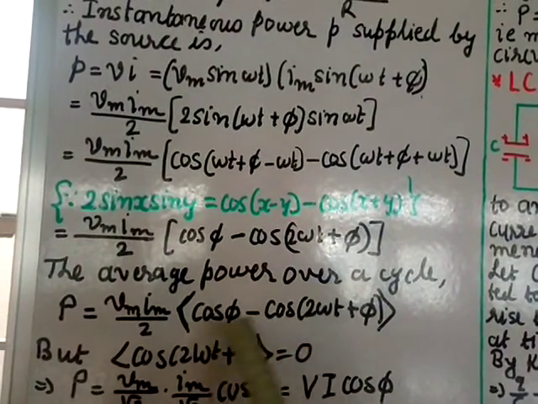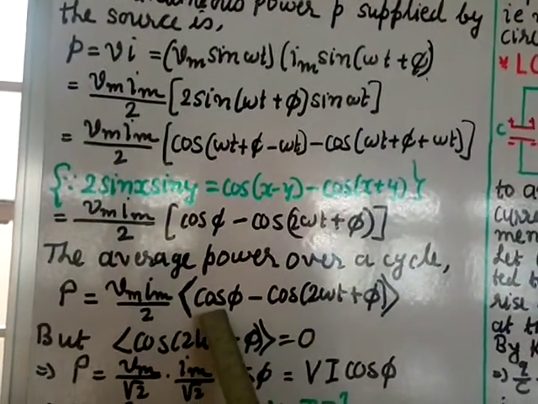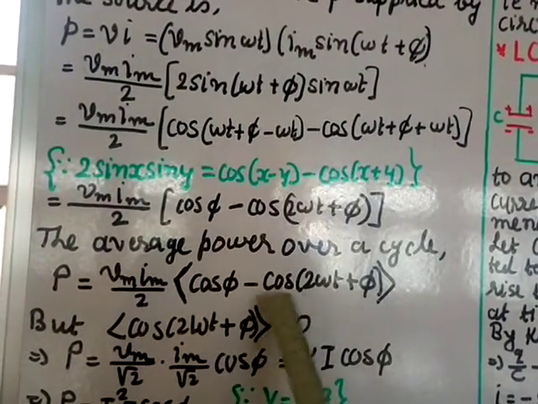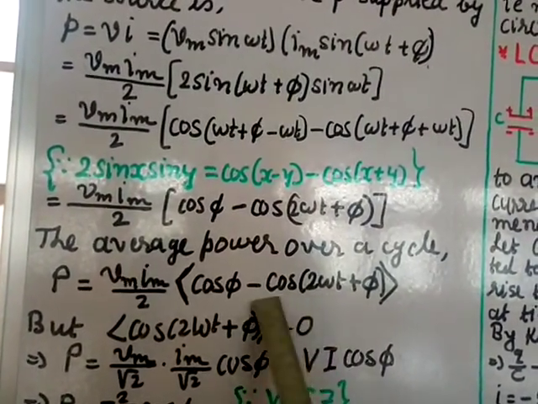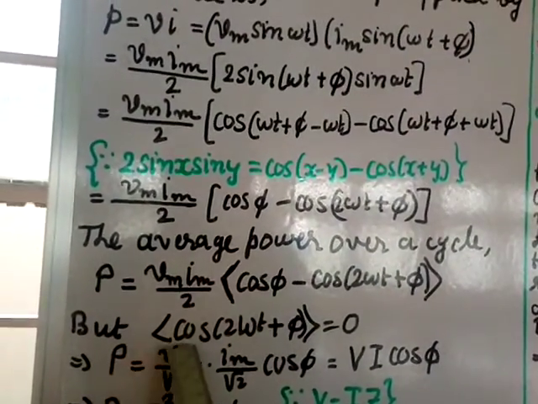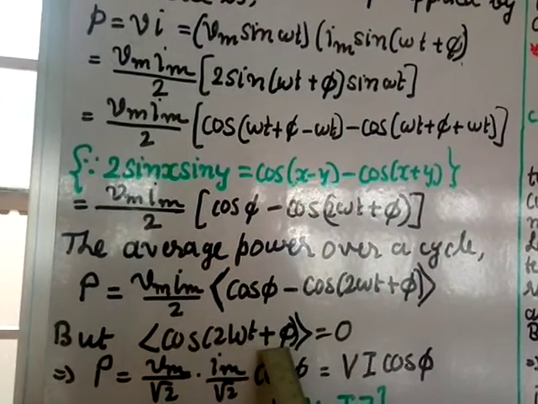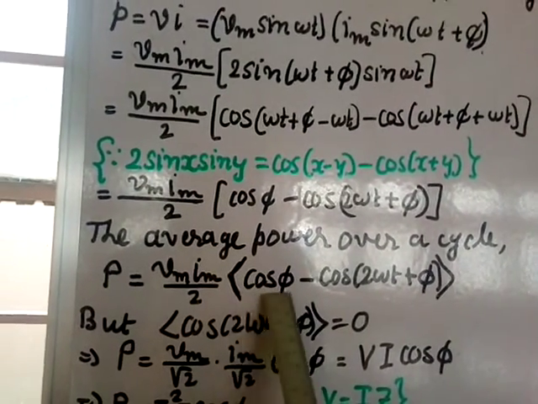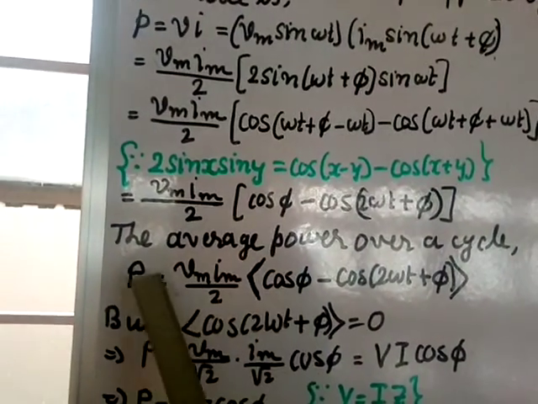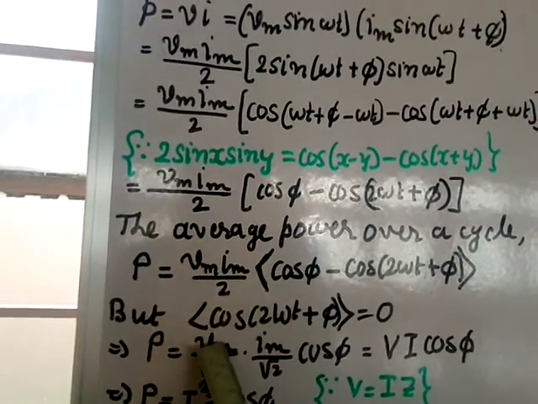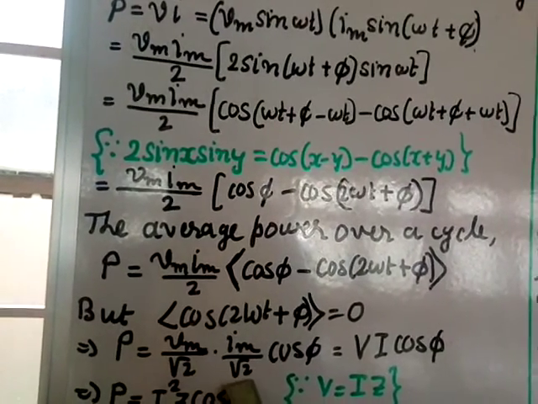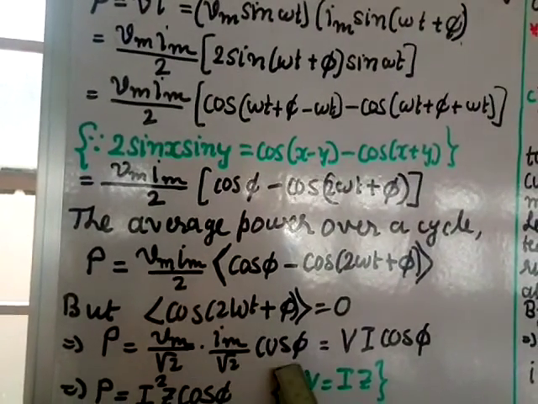Among these two, cos φ is independent of time, but the other depends on time. And this average we have done before. If it is cos or sine with time, over one complete cycle this average is 0. So the average of cos(2ωt + φ) is 0. So what we have got is P = (Vm/√2)(Im/√2) cos φ.